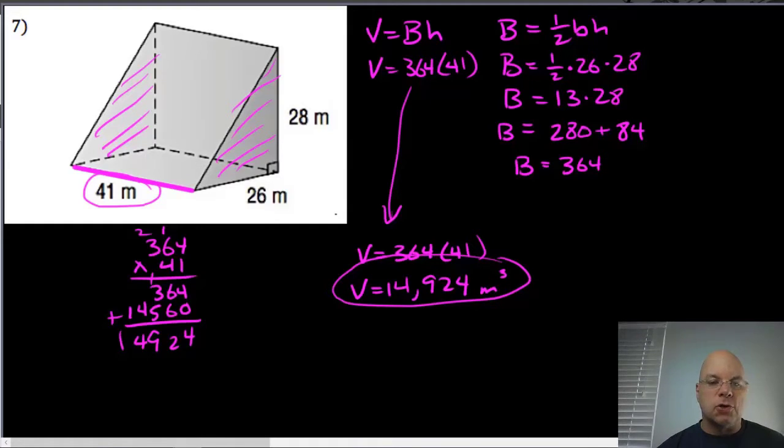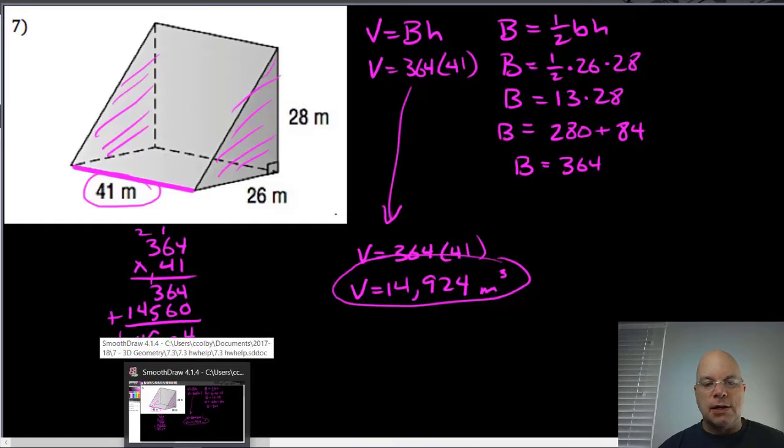Volume is three-dimensional, so meters cubed. It literally means there are that many cubic meters that would fit inside that triangular prism.